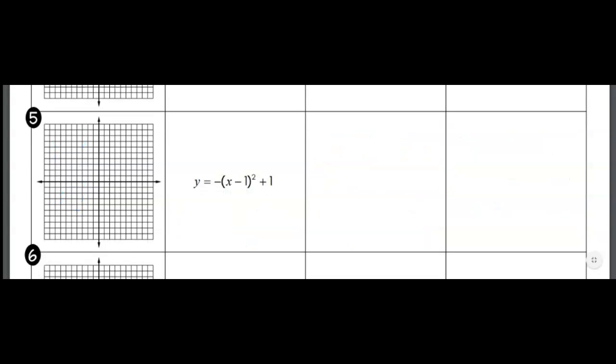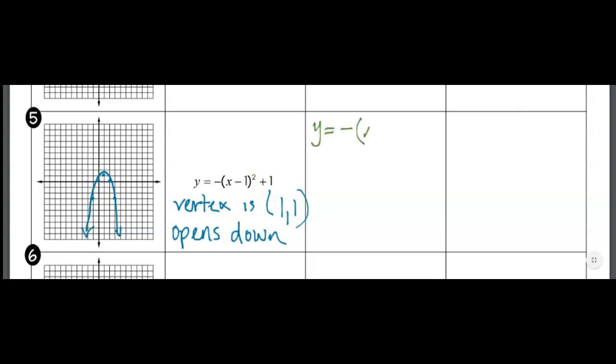So in example 5, the one thing we want to notice is that not only is the vertex going to be positive 1, 1, but the fact is that this is going to open down. And so it has the same shape that the standard parabola does, y equals x squared. And so you can graph that, except that it's going to open down. So one thing we have to consider is that negative that is out in front of the parentheses.